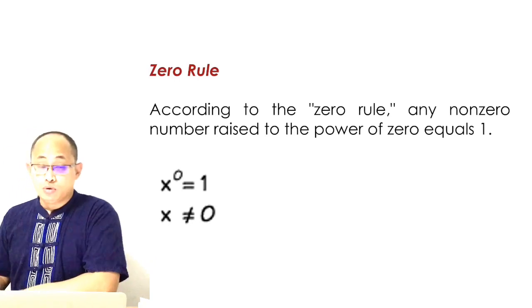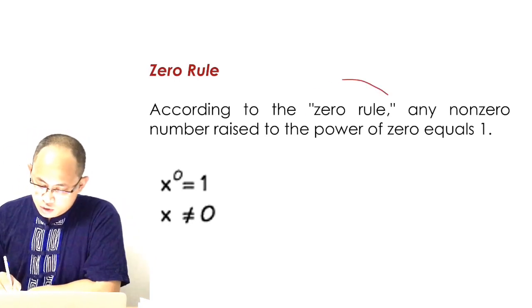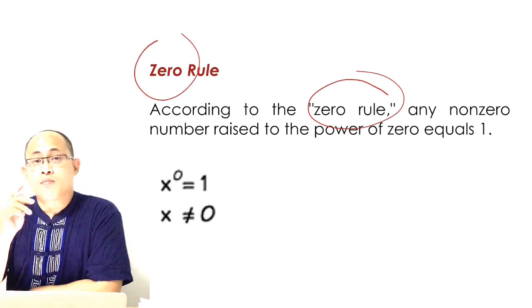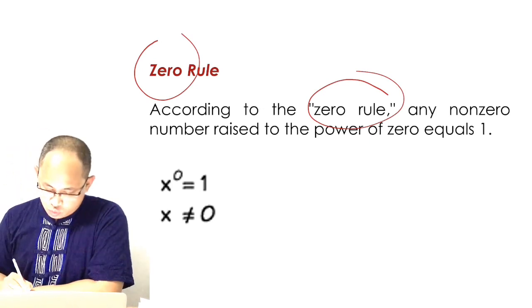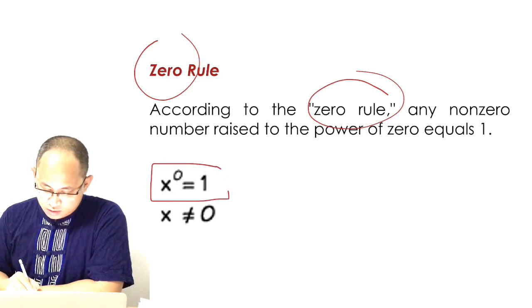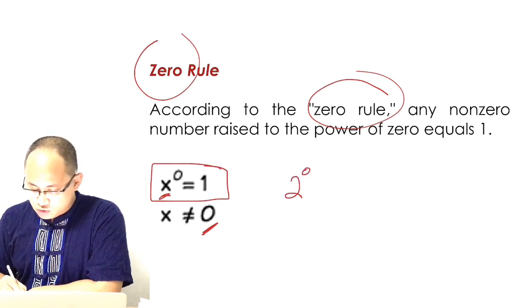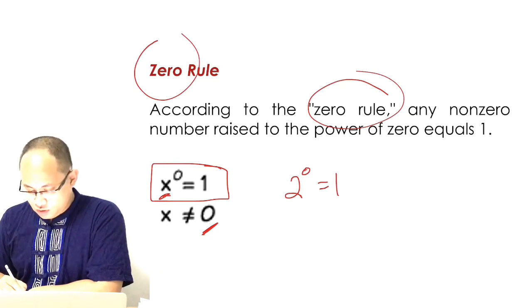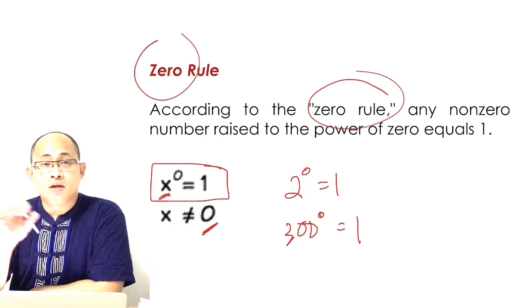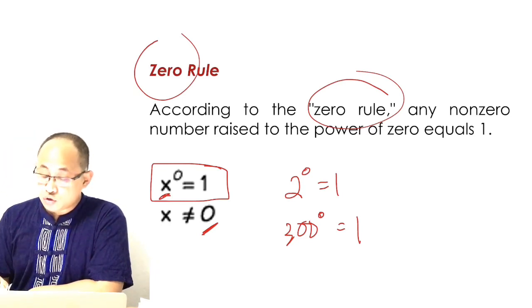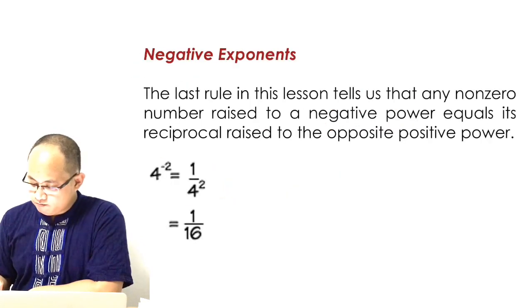Next rule, the zero rule. Zero from the word zero. So it means an exponent of 0. Any number raised to a power of 0, the answer is 1, as long as the base is not equal to 0. So if you have 2 to the power of 0, the answer is 1. 300 to the power of 0, the answer is 1. No matter how big the number is, when the exponent is 0, the answer is automatically 1.